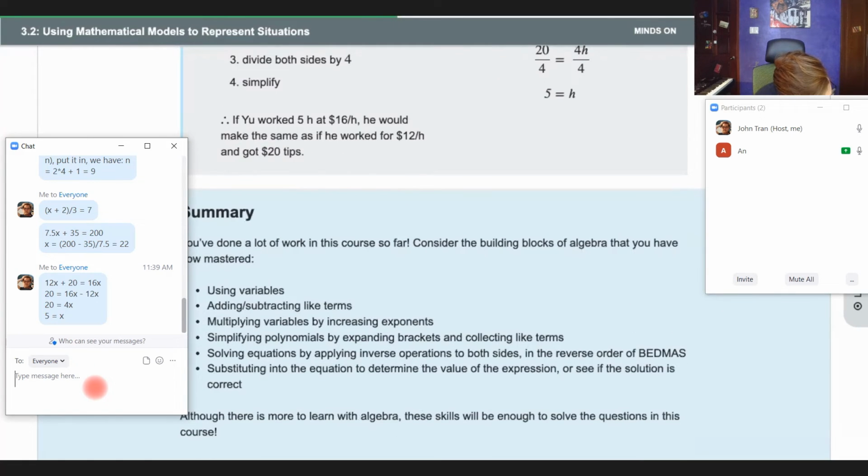Summary. You've done a lot of work in this course so far. Consider the building blocks of algebra. So basically, this is summarizing what you have been doing and providing some encouragement, so you keep on.